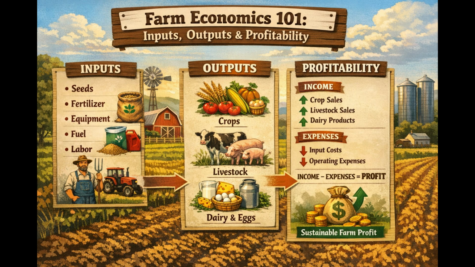Takeaway here is this. Manage your variable costs tightly because those are under your direct control. And think carefully about fixed cost commitments because once you take them on, you're locked in, and you need sufficient production scale to cover them.